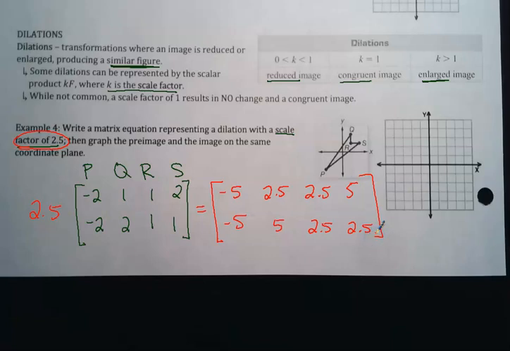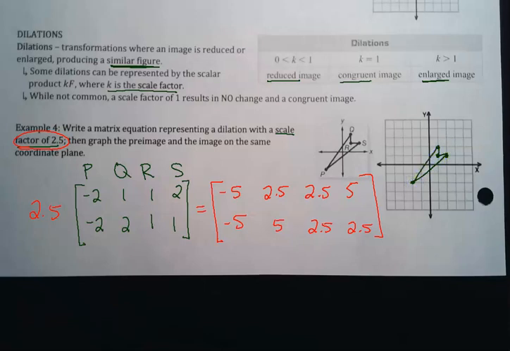All right, so let's graph our pre-image. I said -2, -2 is P. It's going to get really jumbled, so I'm not going to label it to start with. Q is 1, 2. R is 1, 1. S is 2, 1. So we've got this whole thing going on.